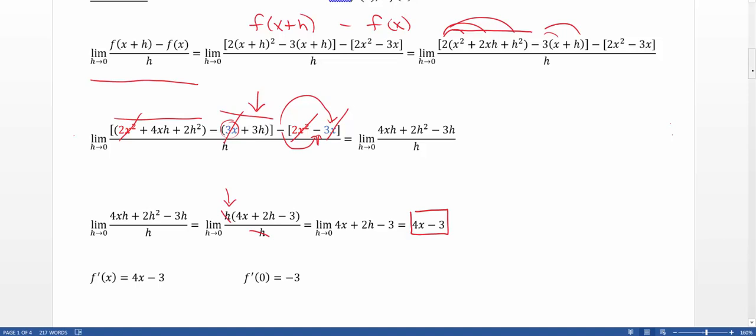But originally, the problem asked me for the derivative at 0. So since my derivative function will tell me the instantaneous rate of change at any point, I'm going to plug a 0 into my derivative, which will give me 4 times 0 minus 3, which gives me, ultimately, negative 3. So f prime of 0 equals negative 3. So that's how we can use the definition to find things algebraically.